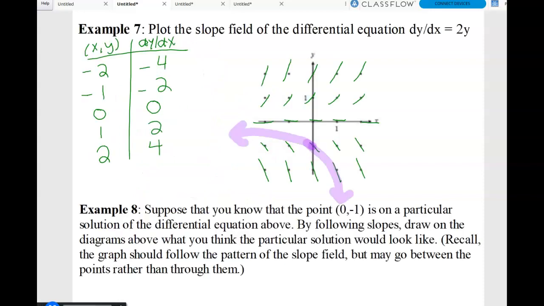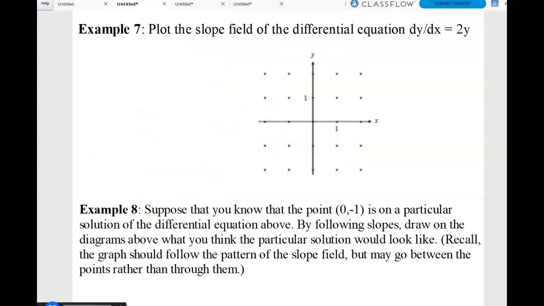Alright. So as a follow-up to that, let's look at another much simpler example, and I'm going to show you the way I did it in the past with a different table. It says plot the slope field for the differential equation dy/dx equals 2y. So what again is different? The last one was negative x over y. This one is 2y.